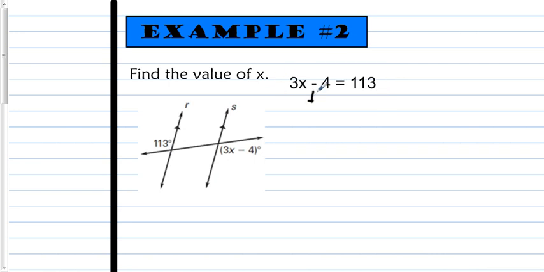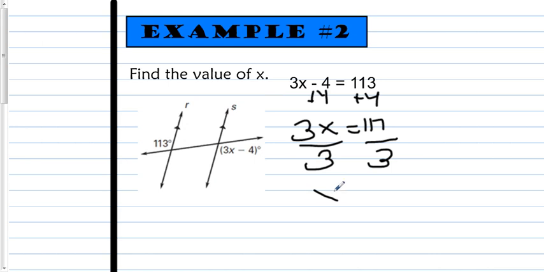I'm going to find the value of x, so I'm going to add 4 to both sides. And when I add 4 to both sides, on the left I have 3x left, and on the right I have 117. How do I get rid of x? Divide by 3, and x equals 39.